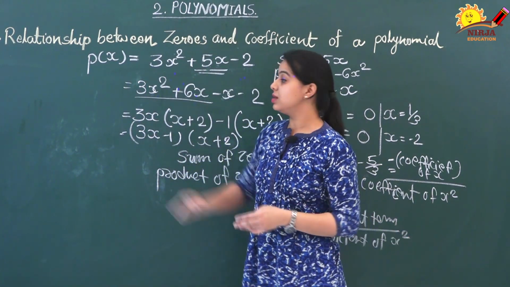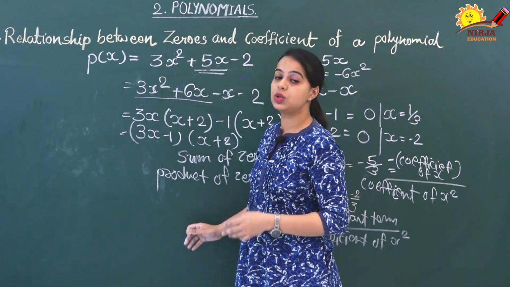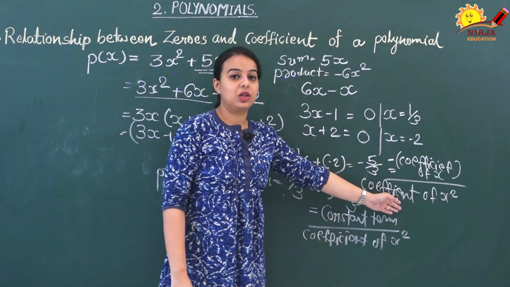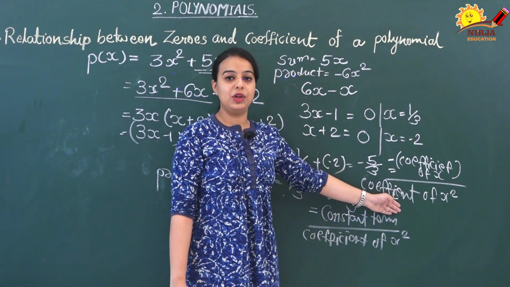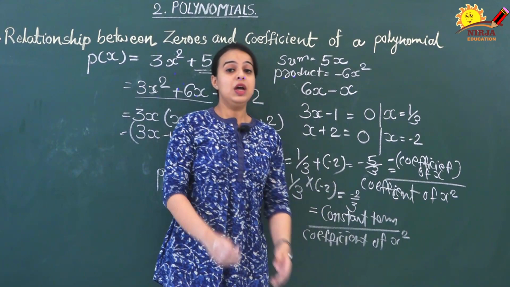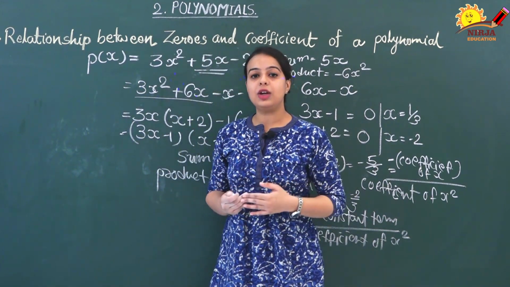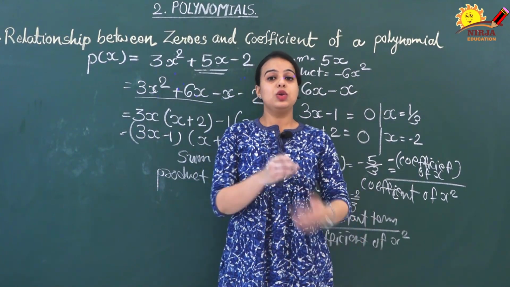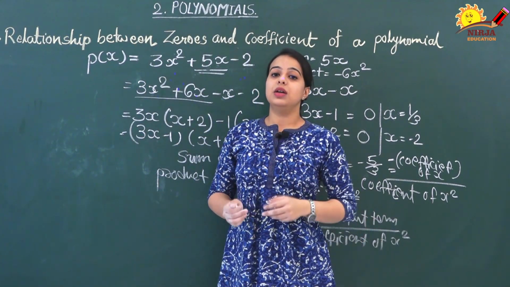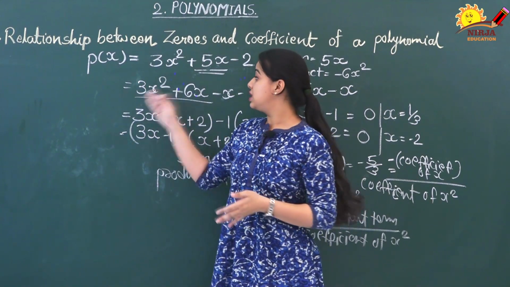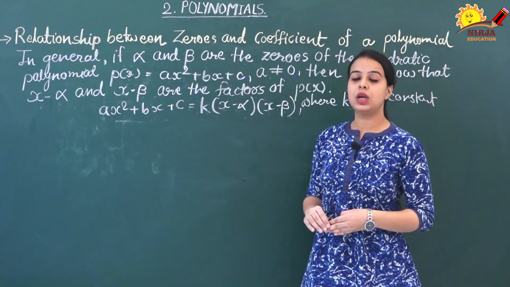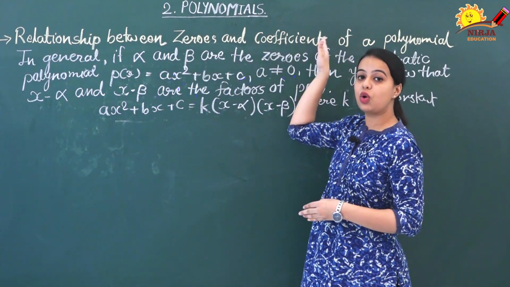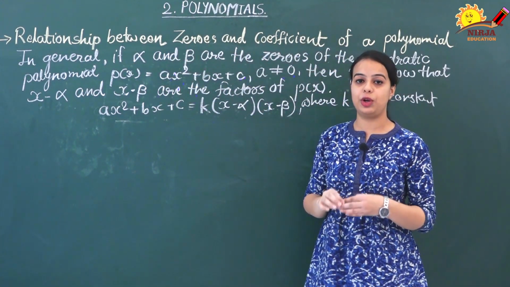So my dear students, after seeing this example also, we can conclude that this is the way zeros and the coefficients of quadratic polynomials are related with each other. We have seen the first example, and in that also we got the same, and by another example also we got the same. So now let's derive a general form for a quadratic polynomial. Now we are going to see the relationship between zeros and coefficients of a quadratic polynomial.